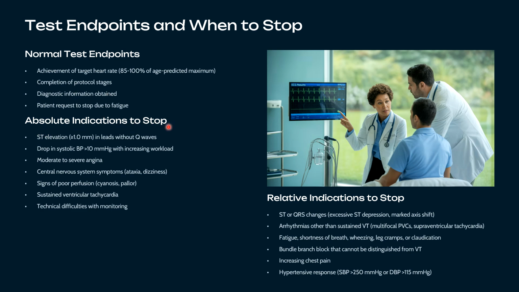Absolute indications to stop, when the person should stop doing the exercise: when the ST is elevated, drop of systolic blood pressure, moderate to severe anginal pain, central nervous system symptoms like dizziness, ataxia, signs of poor perfusion like cyanosis, pallor, sustained ventricular tachycardia if the heart rate gradually increases, technical difficulties with monitoring. So these are the absolute indications for the person to stop the stress test.